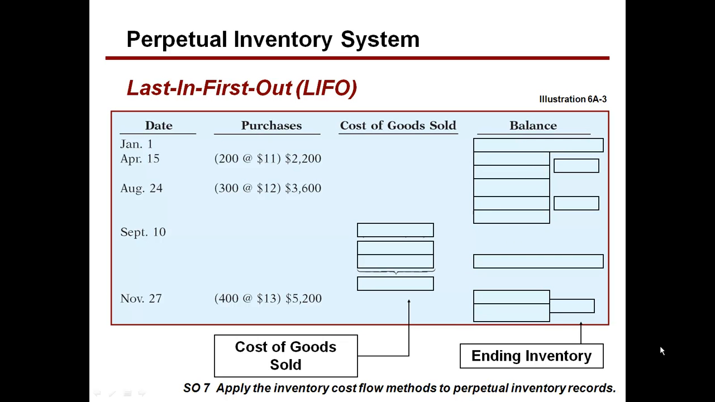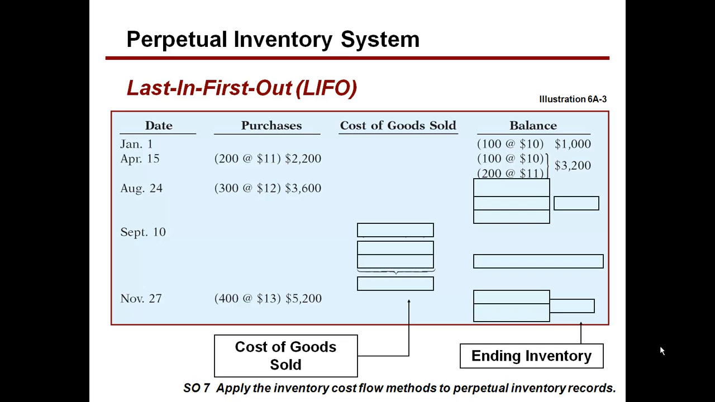Let's move to a LIFO cost flow assumption. Same example. We'll bring in our beginning inventory of 100 units at $10 each. Total of $1,000 beginning inventory value for the year. Purchase on the 15th. No change here. Bring down that first layer because we didn't sell anything on that day, and add on our purchase cost of 200 units at $11. They total $3,200, no change from the previous FIFO example.